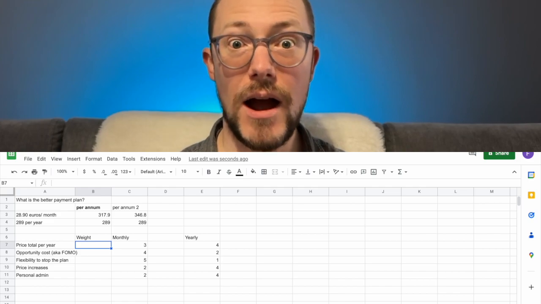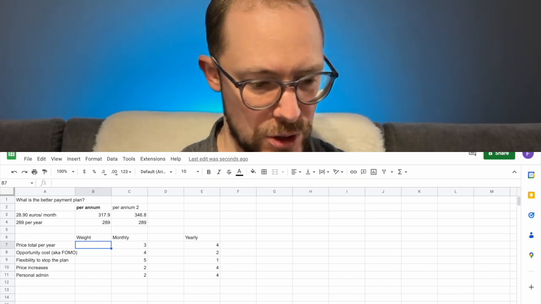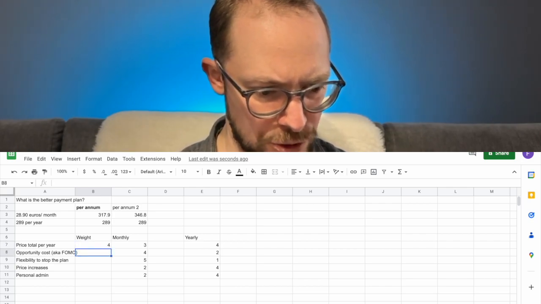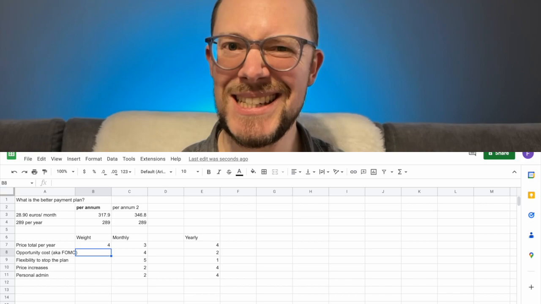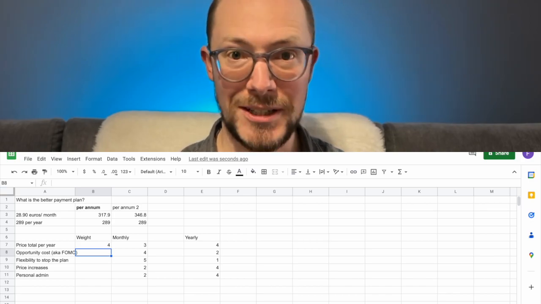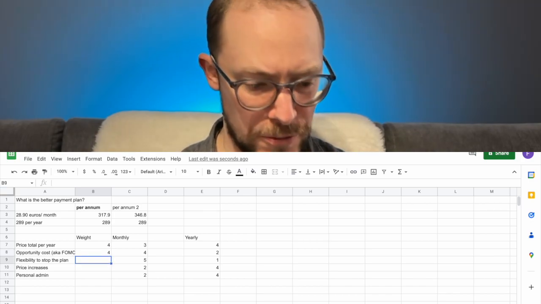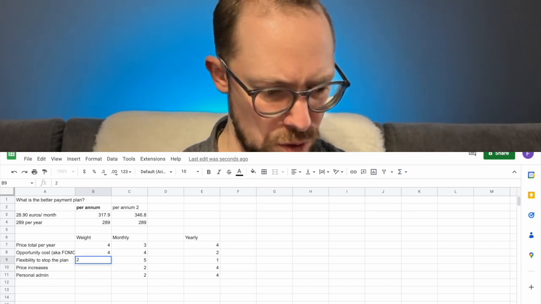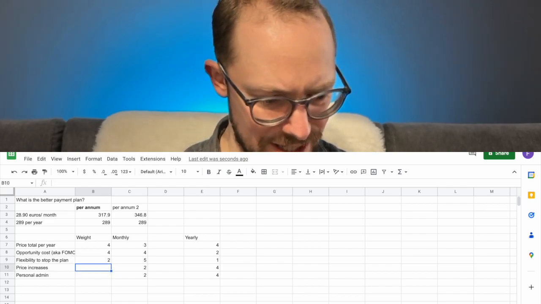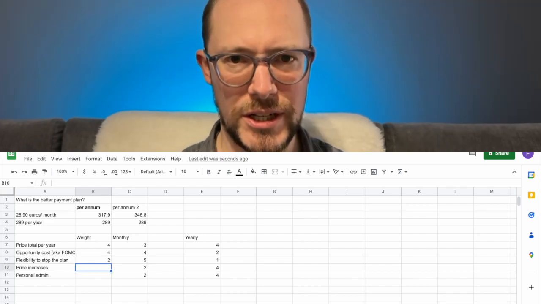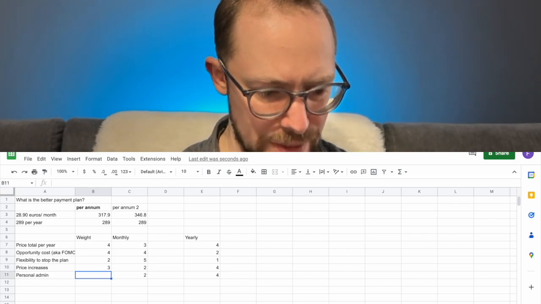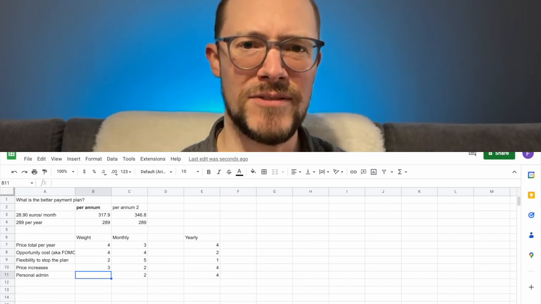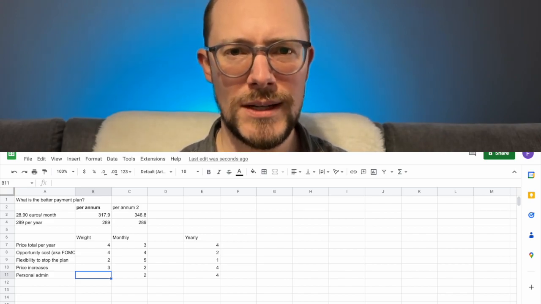Price total per year, I'm price sensitive, so I'm going to give that a 4 out of 5. Opportunity costs, for me this is actually also important, so I'm also going to give that a 4. Flexibility to stop the plan, not super important to me, so I'm giving that a 2. Then the price increases, I'm just going to give that a 3. And personal admin, yes, I dislike it, but it's not such a huge burden on my life either if it's just to check that a payment went through, so 2.